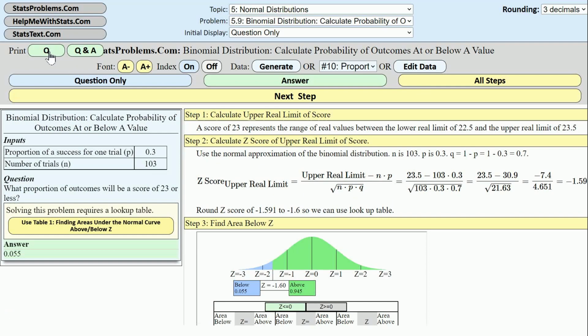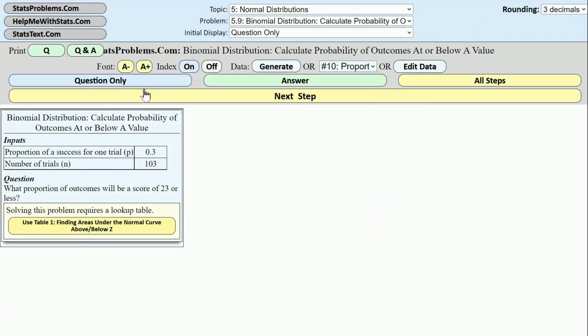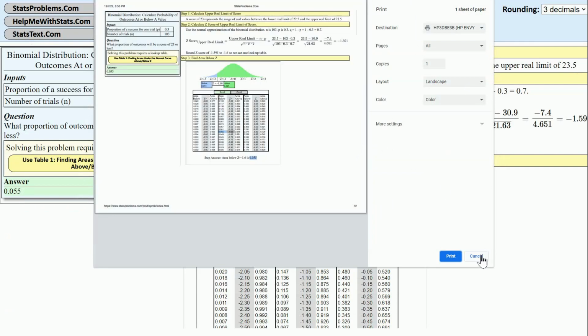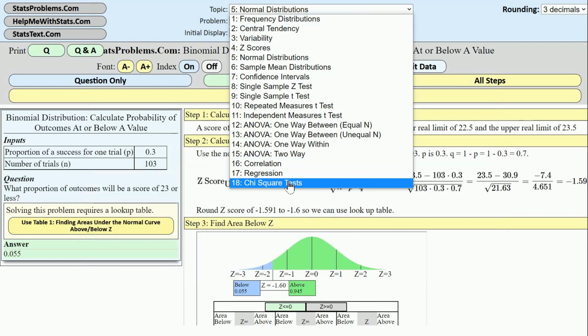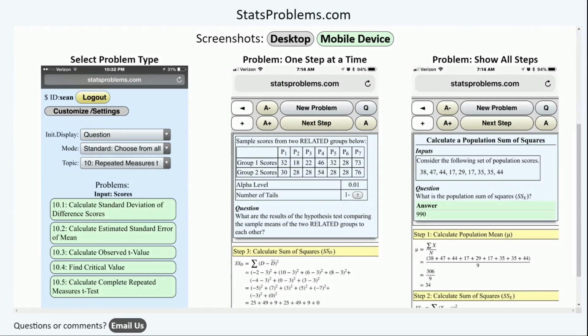For printed output, we can print the question. Or we can print the question with the complete solution. The free website has statistical analyses in all of the most common areas in statistics. Statsproblems.com also has a mobile version so you can access the site from anywhere.